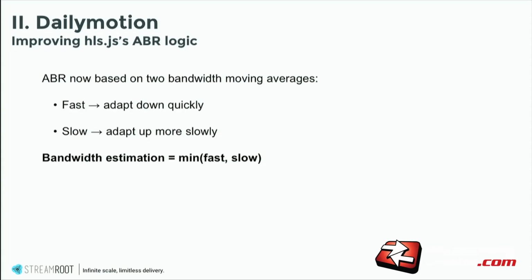What was interesting in Shaka Player is that they calculated two different types of averages. The first one was a fast average that would allow us to switch down to a lower bit rate very, very quickly if we had a sudden drop in network conditions. And then we had a slower average as well that would allow us to slowly increase bit rate if we saw that network conditions were improving over time.